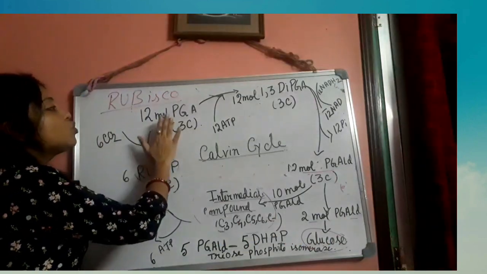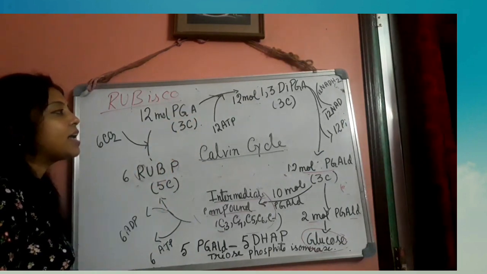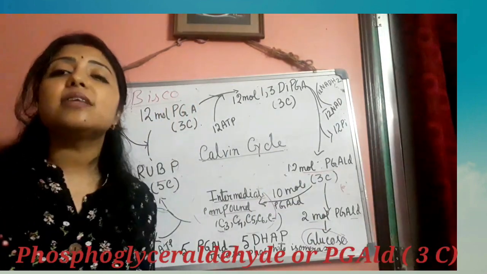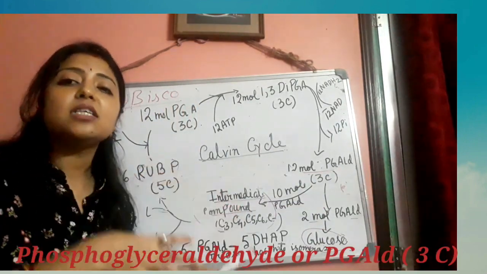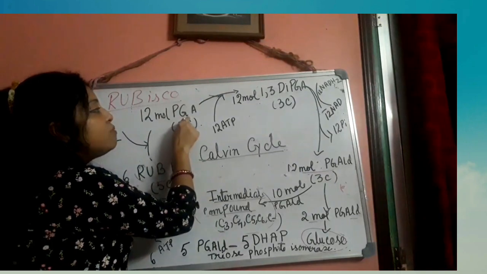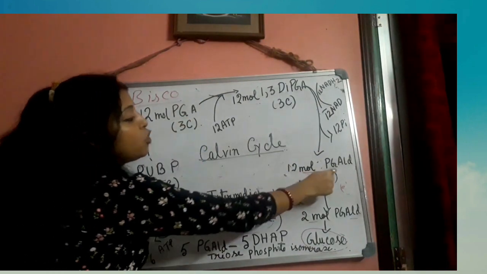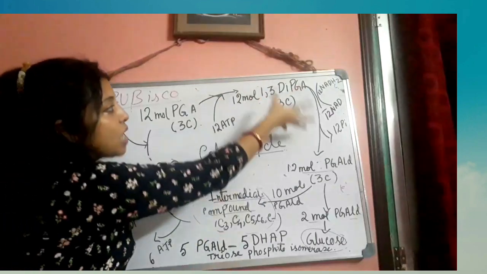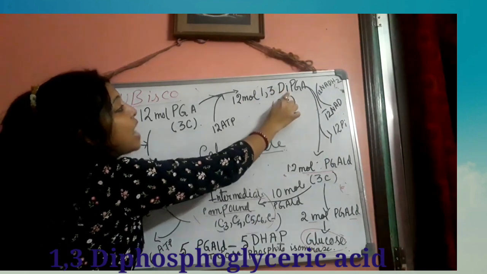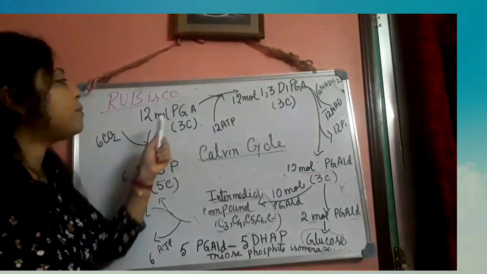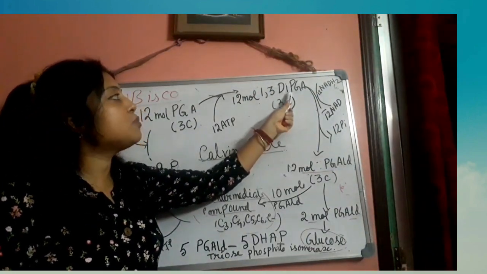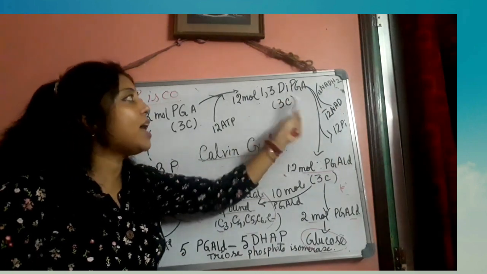Next step, these 12 molecules of phosphoglyceric acid will be reduced to produce 12 molecules of phosphoglyceraldehyde. We know that while an acid is reduced, it will produce some aldehyde substance. So here 12 molecules of phosphoglyceric acid will produce phosphoglyceraldehyde through some intermediate products. First of all, it will produce 12 molecules of 1,3-diphosphoglyceric acid. Here one phosphate is present in the 1 position, and in the 3 position another phosphate is present.